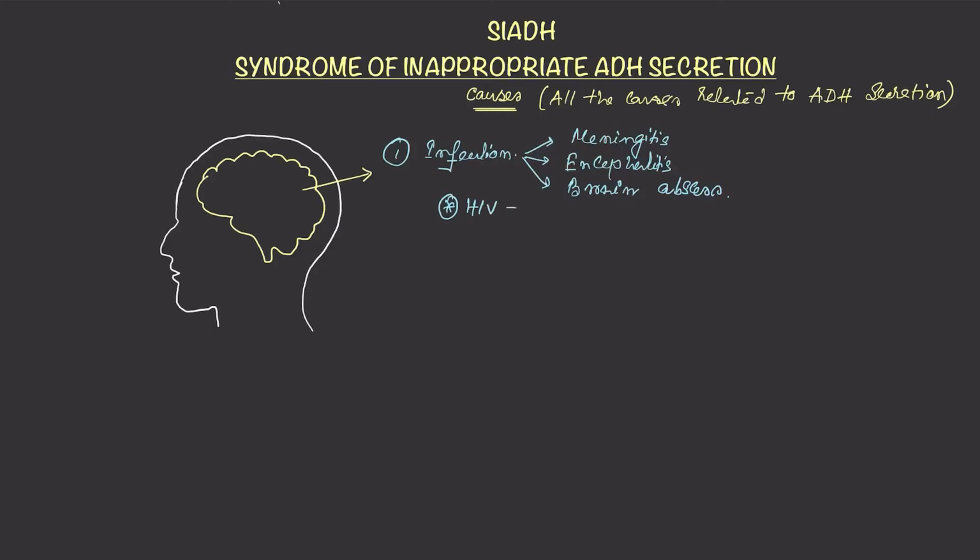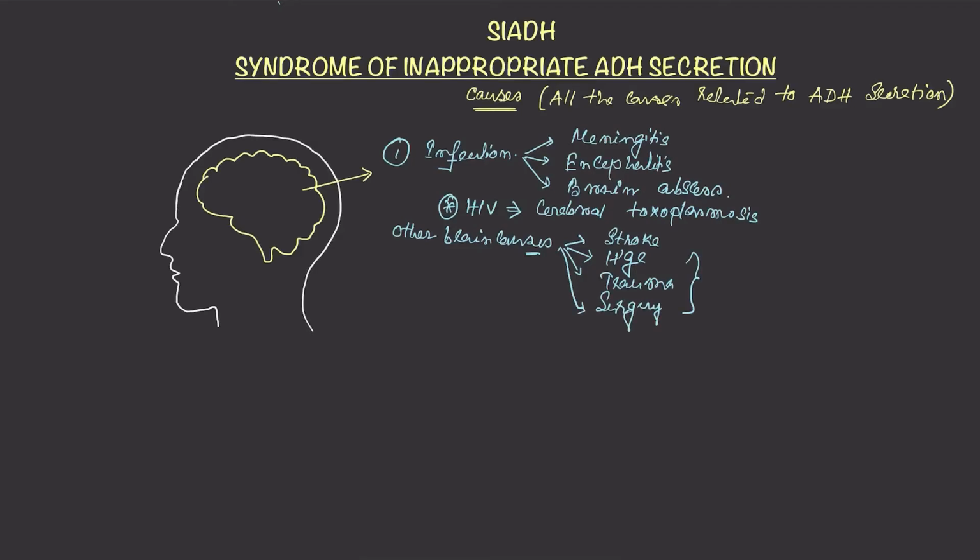Now an important thing to remember, in HIV patients, cerebral toxoplasmosis may also lead to the formation of SIADH. Other brain or nervous system causes that lead to SIADH are stroke, hemorrhage, trauma, or surgery. All of these occur at the hypothalamus or pituitary level, leading to excessive production and secretion of ADH.